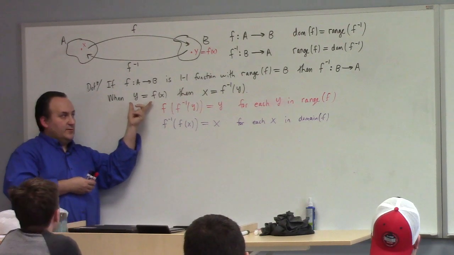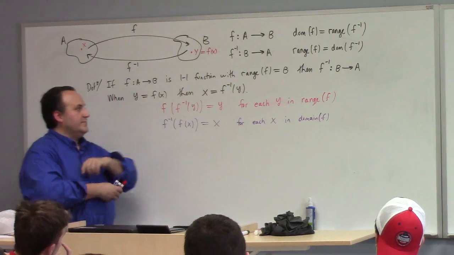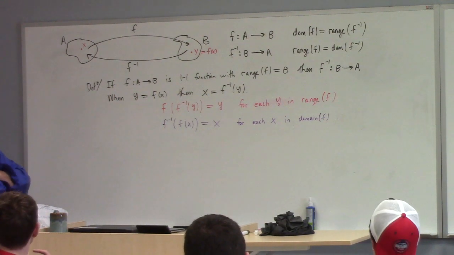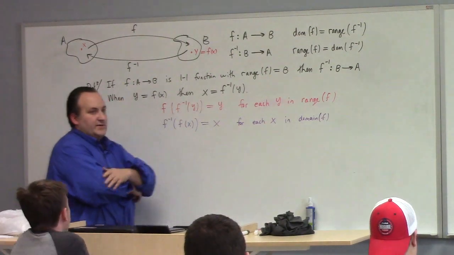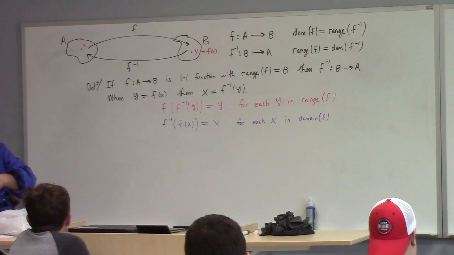Logically, I wouldn't know which x to put over there, right? But the fact that the function's one-to-one means that there's no ambiguity in putting the x over here like that. So we need the one-to-one property in order for the inverse function to exist.